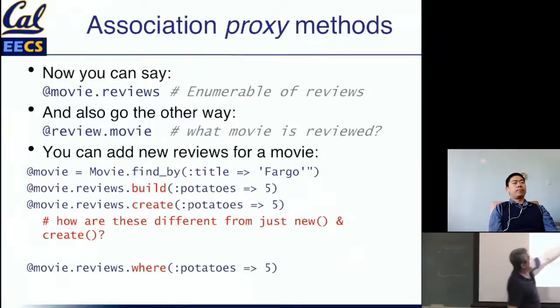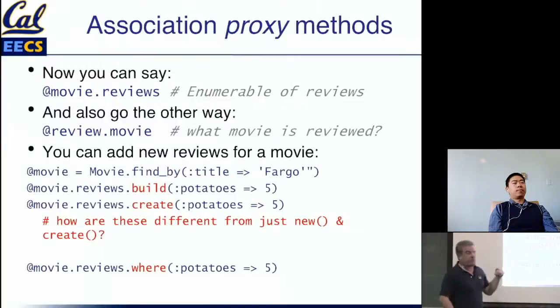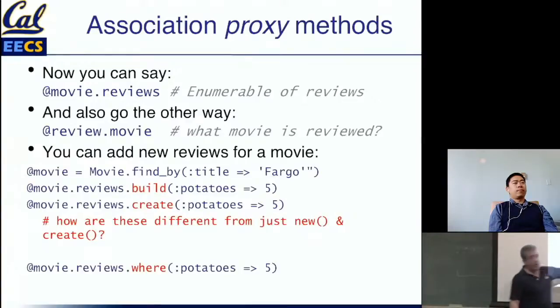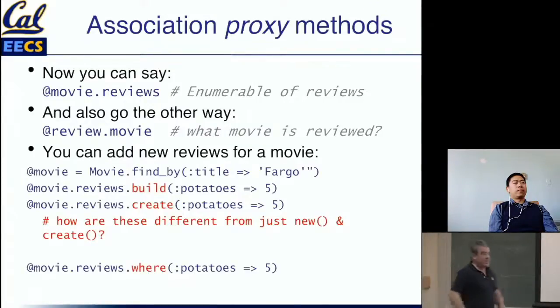How is movie.reviews.create, which is going to create a review, totally true, but how is that different from just saying review.create? What crucial piece of information is going to be included here that would not necessarily be included automatically with just plain old review.create? Does it automatically add a foreign key entry for the movie? That's exactly the right answer.